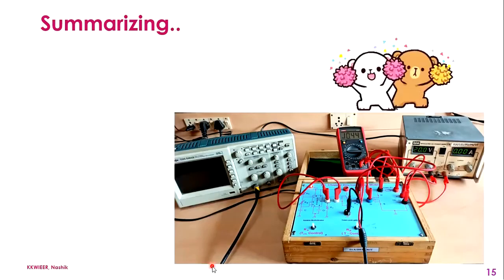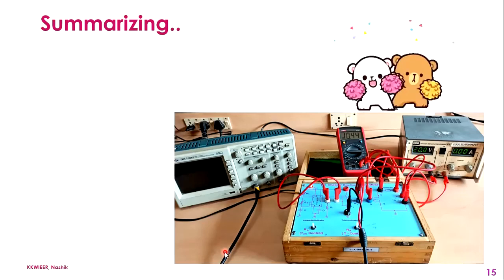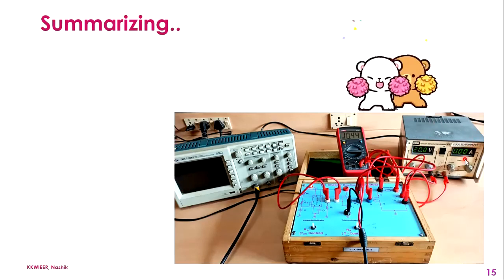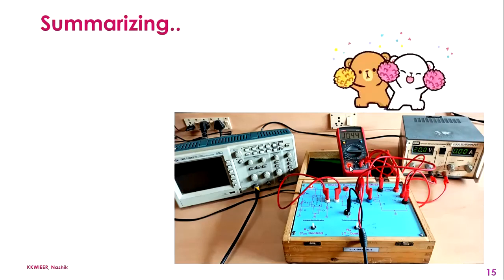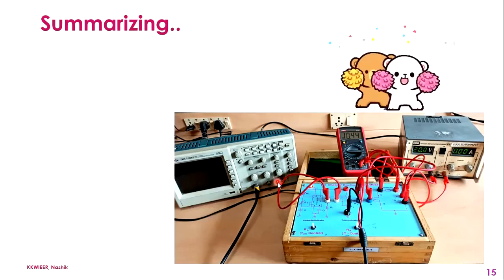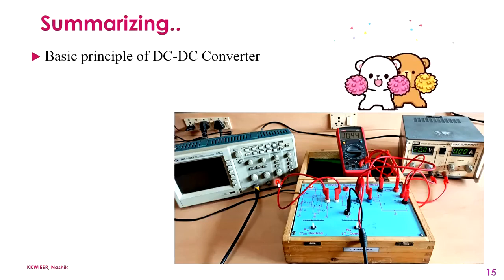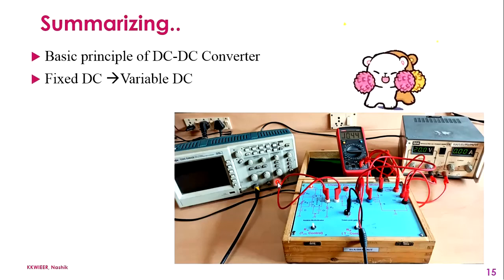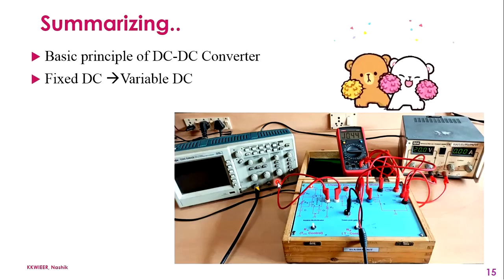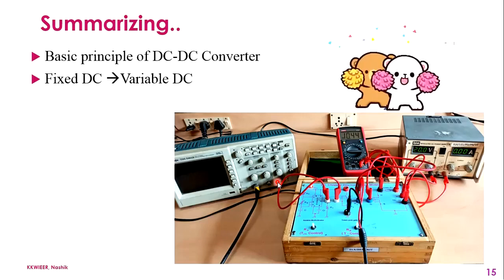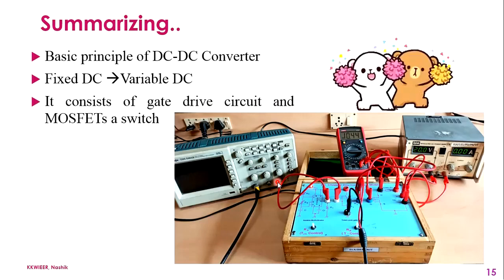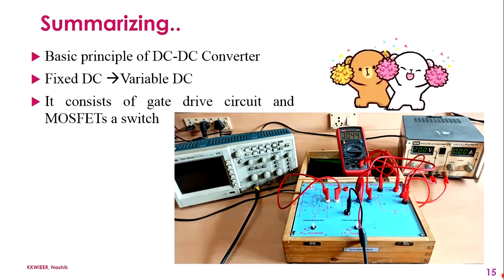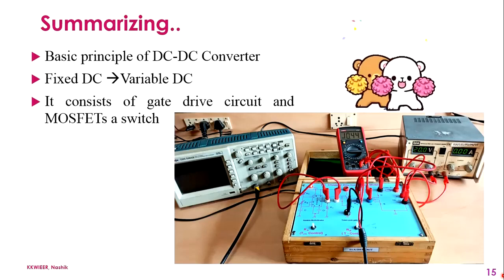So in this experiment, you can see this is the experimental setup. The fixed DC voltage is converted into variable DC, and this is a DSO. So we have observed and understood the basic principle of a DC-DC converter, that is nothing but the chopper, which states how the fixed DC input voltage is converted to a variable DC output voltage. It also consists of gate drive circuits and a MOSFET as a switch. So this is all about this experiment, the DC-DC converter, that is nothing but the DC chopper.